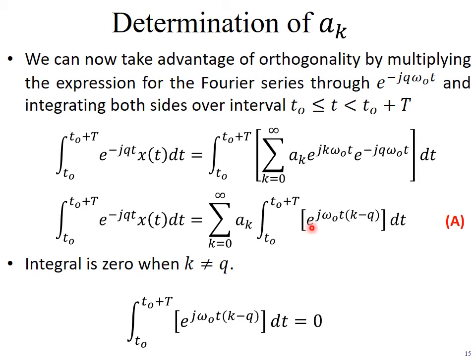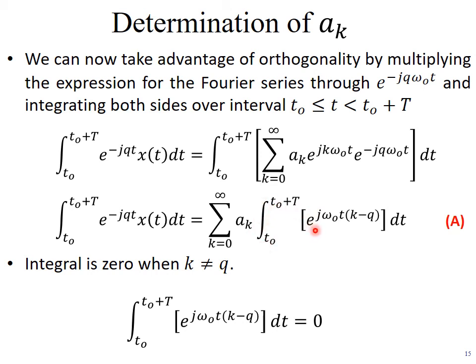When k is equal to q, it is e power 0, which is 1, right? And when k is not equal to q, the integral of this would be 0, because it is a sinusoidal function. If we expand it using Euler's identity, it is a sinusoidal function, and taking the integral of a sinusoidal function over one complete period is always 0, right?